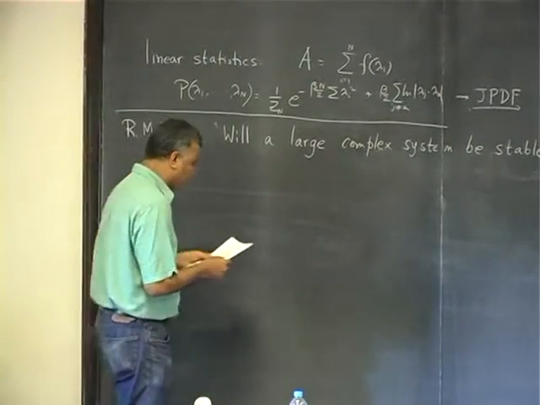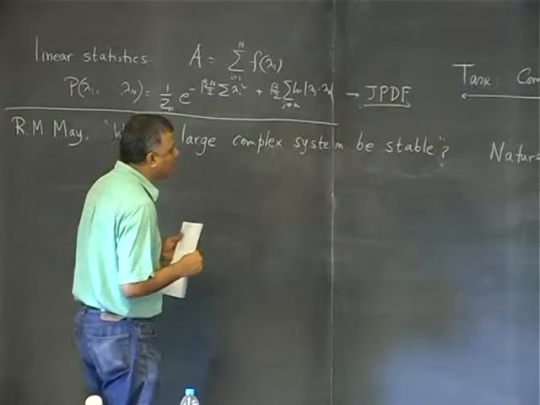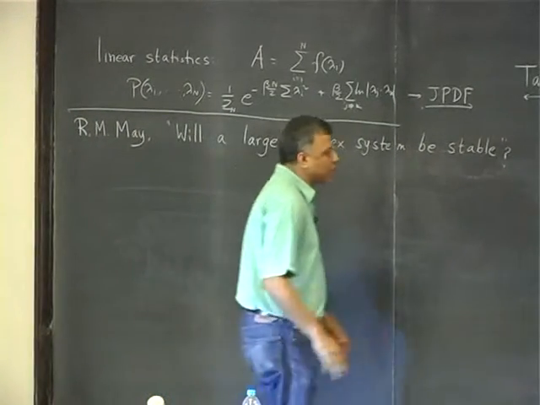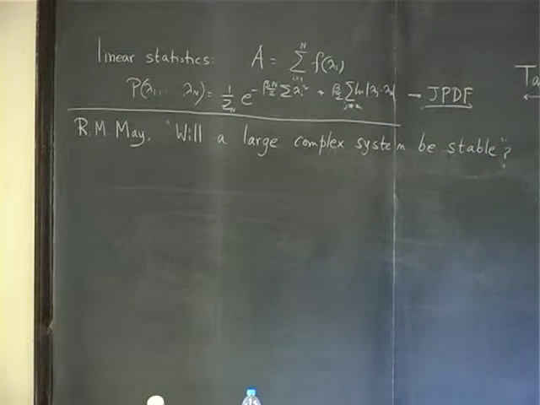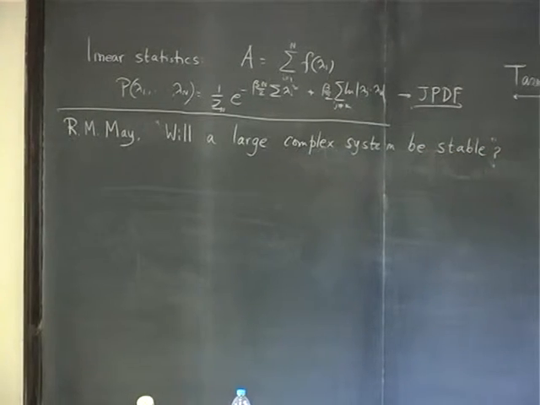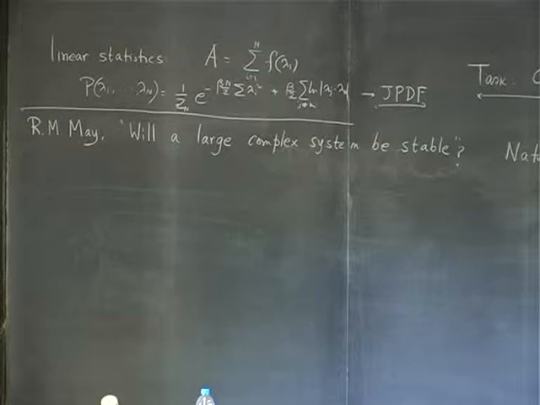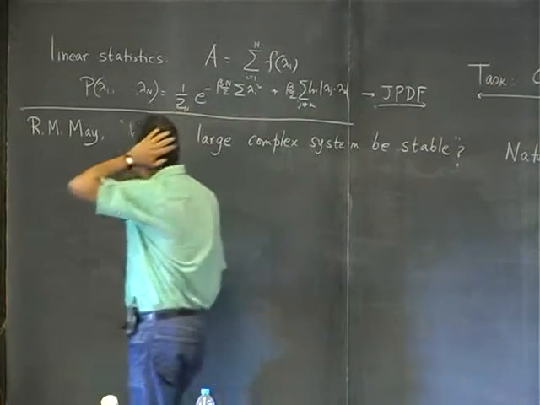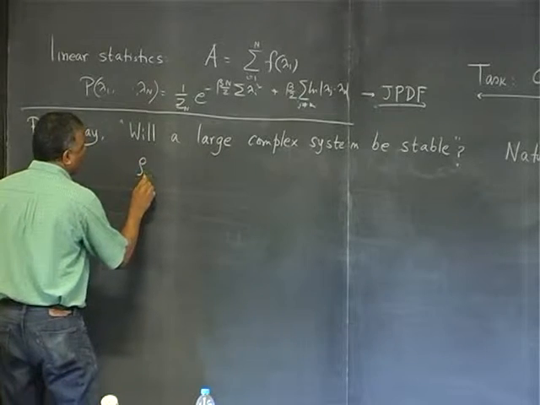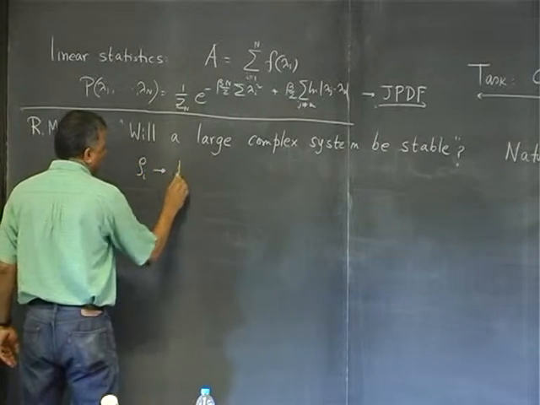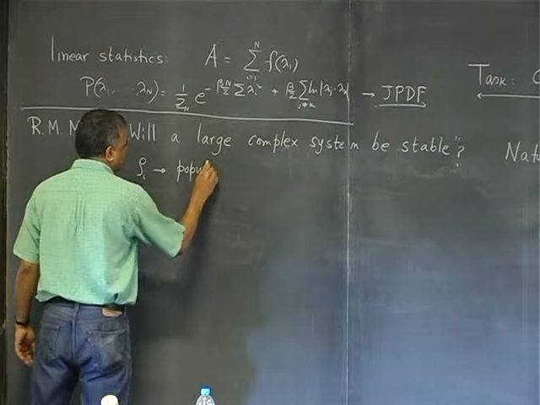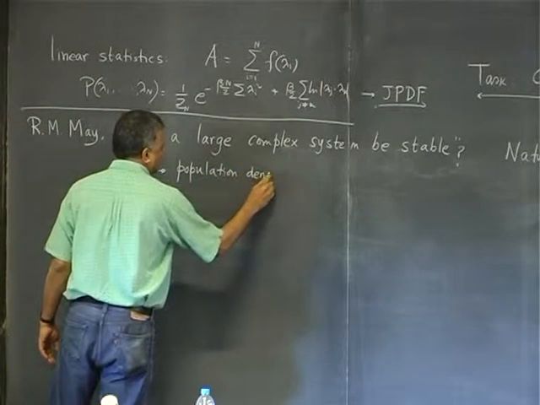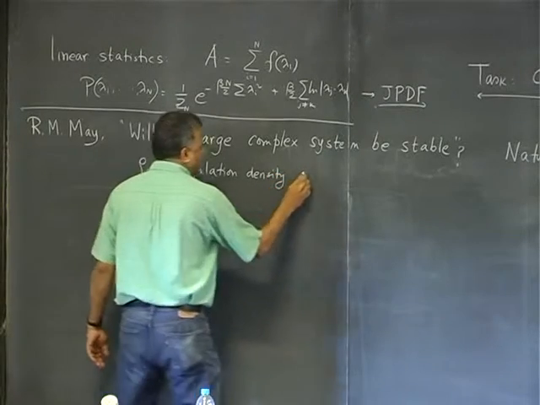So what May was interested in is the following problem. Imagine that you have some kind of ecosystem, some forest, let's say. So you have different kinds of animals, tigers, lions, human beings, all kinds of things. And let's say rho i is the population density of the ith species.